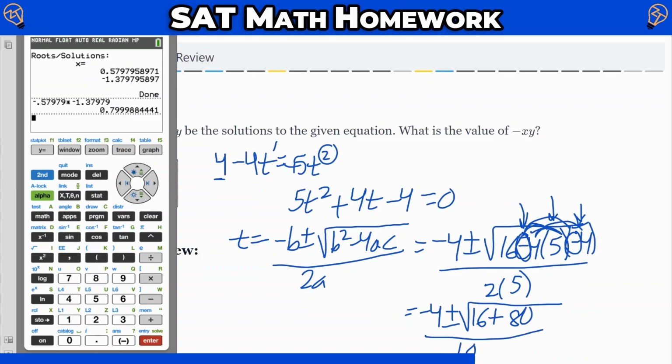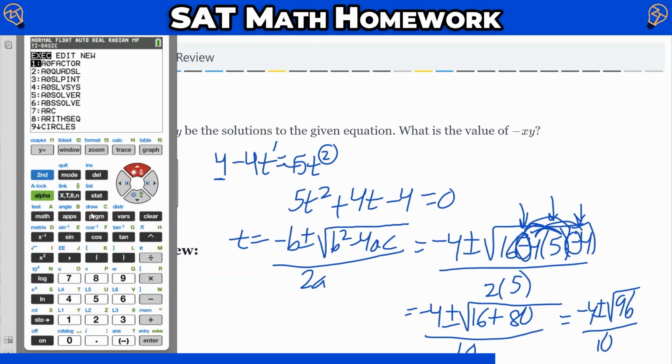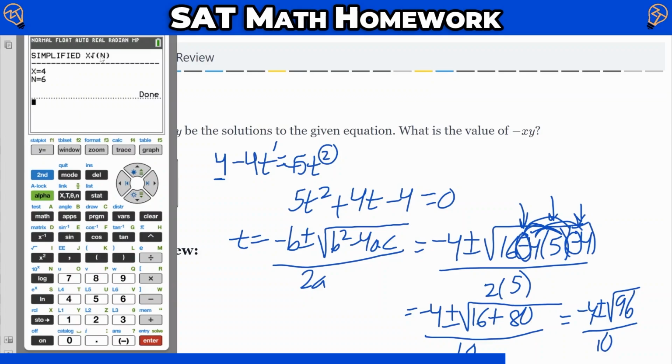So let's continue to simplify this. I'm going to go over here, and we have negative 4 plus or minus the square root of 96, all over 10. And we could simplify the root 96. In fact, keep in mind we do have that program radical. If we wanted to, we could go here to radical, type in the 96, and we would see that it's really 4 root 6. However, you're going to see why that's not really necessary. So I'm going to go ahead and take technically our 2 solutions here of negative 4 plus root 96 over 10 and negative 4 minus root 96 over 10.